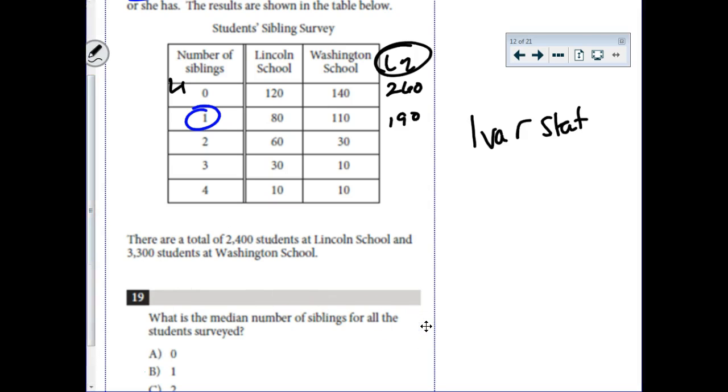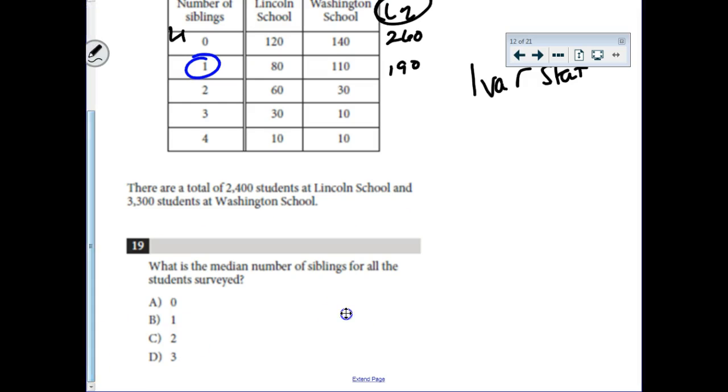So you have to keep that in mind for what their answers were. I already forgot what the question was. Regarding 4 siblings, it looks like they're the same, right? At the chart, 10 kids and 10 kids. But when you compare it to the size of the schools, that data's not really the same at all, is it? At Lincoln, because they have fewer students in total, 10 students out of the 2,400 is a higher percentage than 10 students out of the 3,300. So look at your answer choices and figure out which one makes sense.